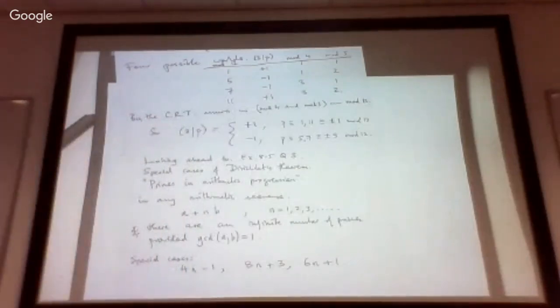There's some guidance given in the exercise, and some of these cases exploit the notion of quadratic residues and so on. So this is something to look forward to. We'll discuss these in a future class or tutorial.